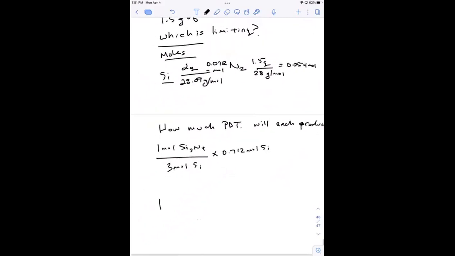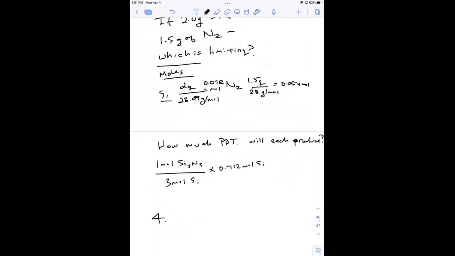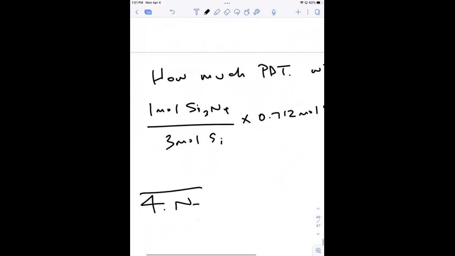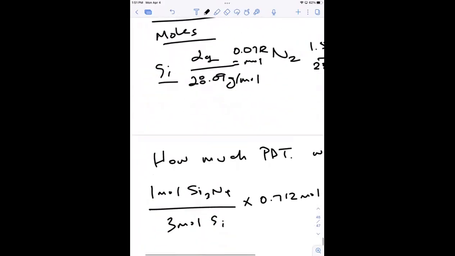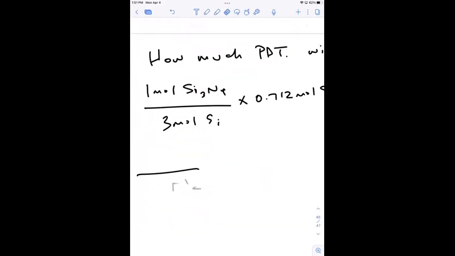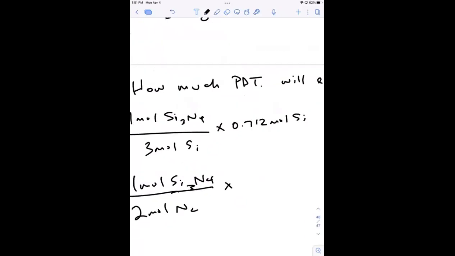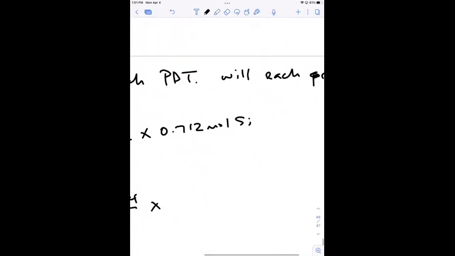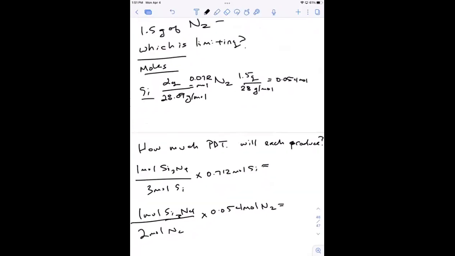And we want to say the same thing for nitrogen. One to 4 moles of N2. All right, or 2. No, it's 2. Yeah, it's 2, my bad. This is 2 moles N2 to 1 mole Si3N4 times 0.054 moles N2. Which one of those is going to give me the smallest number? Once we figure that out, then we'll know which one is limiting.